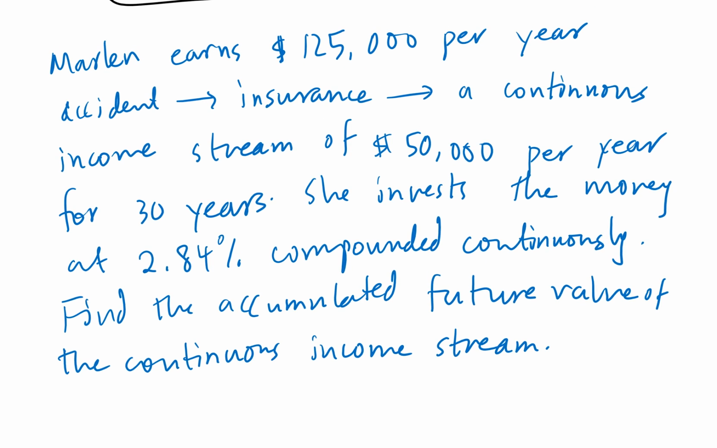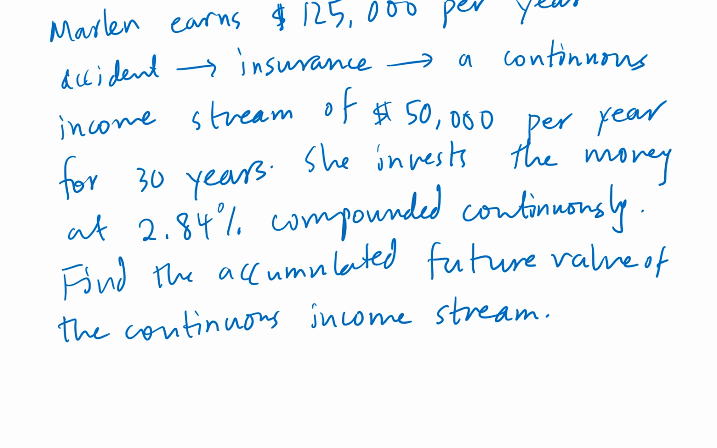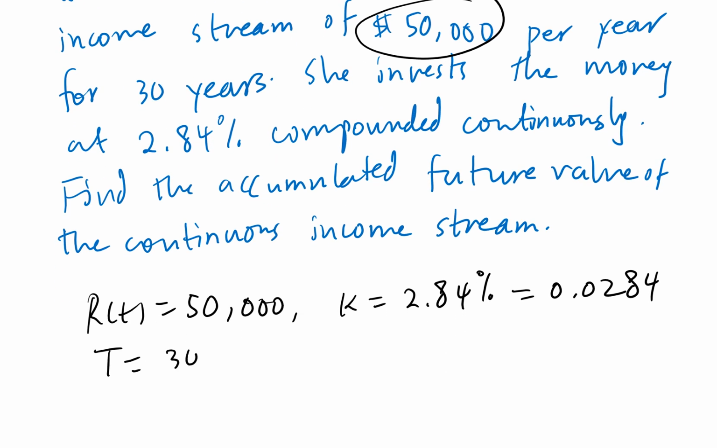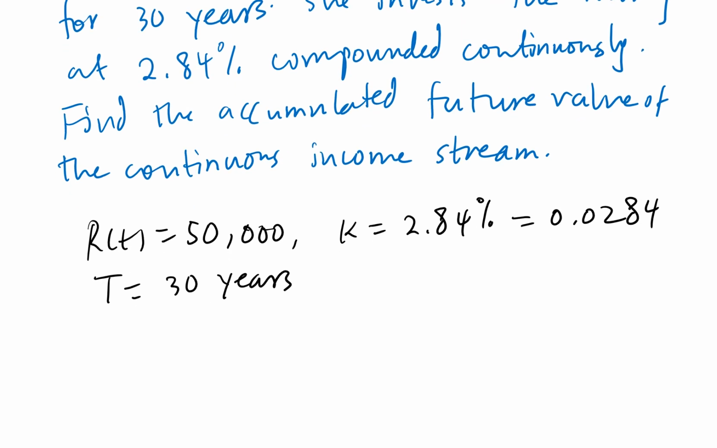So how do we do this? Well, we have r of t. R of t is the money they granted her, 50,000. It's a continuous. K, the rate, 2.84%, which is 0.0284. Capital T for 30 years. So then we can use the formula A equals r of t over k times e to the kt minus 1.